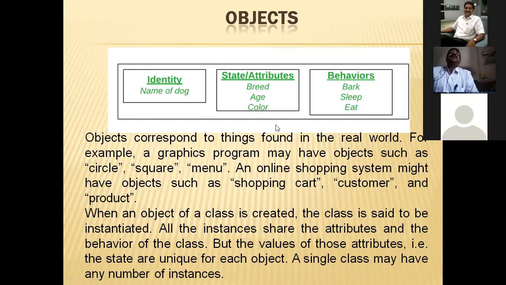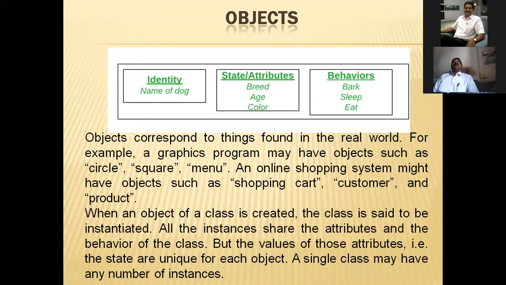So the names of all these dogs and their attributes and behaviors are methods; attributes are the characteristics, or the properties. So objects correspond to the things found in the real world. See, this is a very important sentence written here: the objects correspond to the things found in the real world. In our earlier talking, I said that anything which is found, which is distinguishable and which is existable in the world, that is also an object.